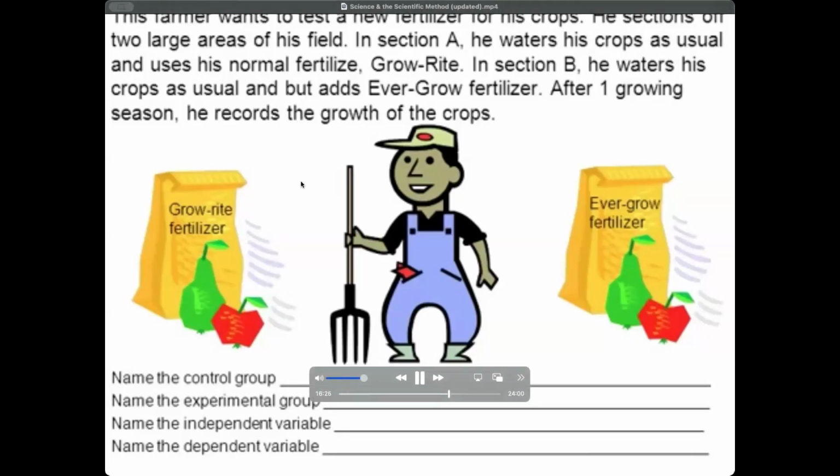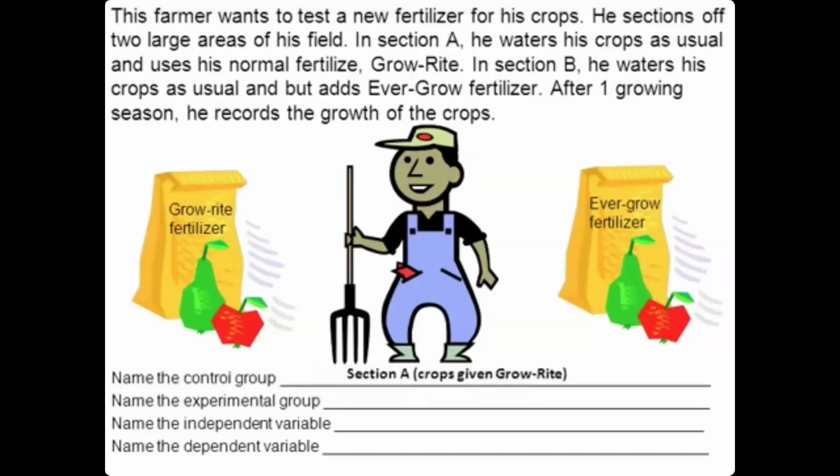So for naming the control group, I hope you would say, oh, that was section A. Those are the crops that were given Grow Right, because the control group is the group that receives the normal. And in this case, he's always been using Grow Right. The experimental group would be section B, the crops that were given this new factor called Evergrow fertilizer. So that's the experimental group. So the independent variable, if you recall, it's just the difference. What's different between section A and section B? Oh, the type of fertilizer. We're close. We were saying the fertilizer.